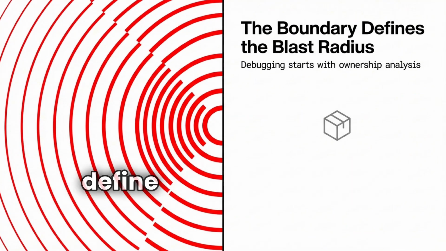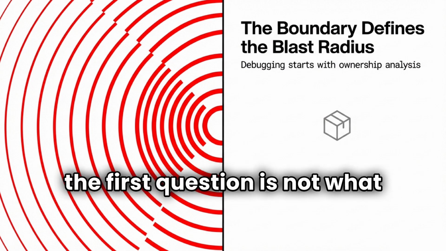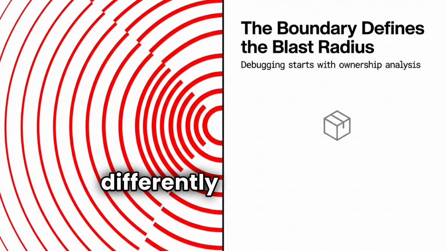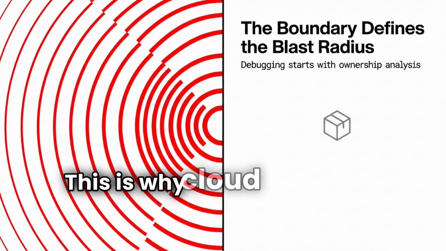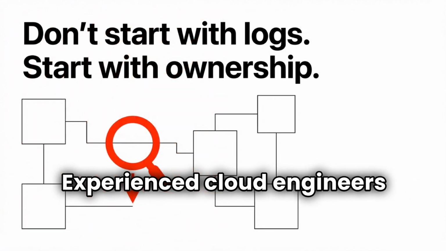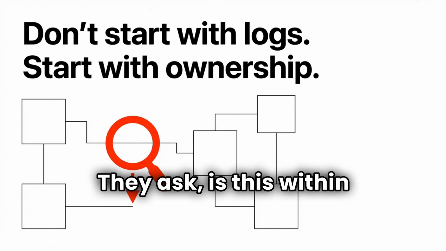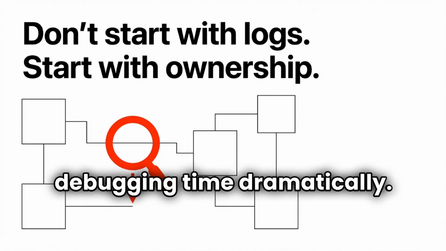Ownership boundaries also define failure domains. When something fails, the first question is not what broke, it is which ownership boundary was crossed. Failures propagate differently depending on where boundaries sit. A provider-side failure affects many users. A user-side failure is isolated but often self-inflicted. This is why cloud debugging is fundamentally about boundary analysis. Experienced cloud engineers don't start with logs, they start with ownership. They ask, is this within our boundary, or beyond it? That single question cuts debugging time dramatically.